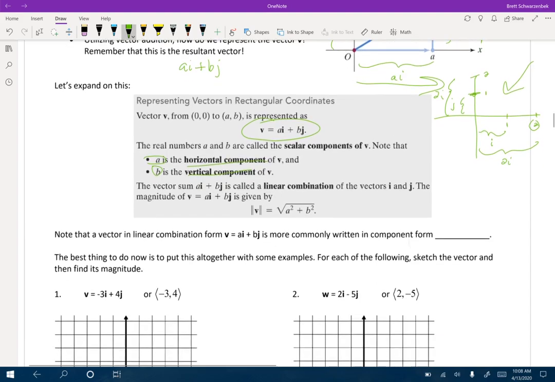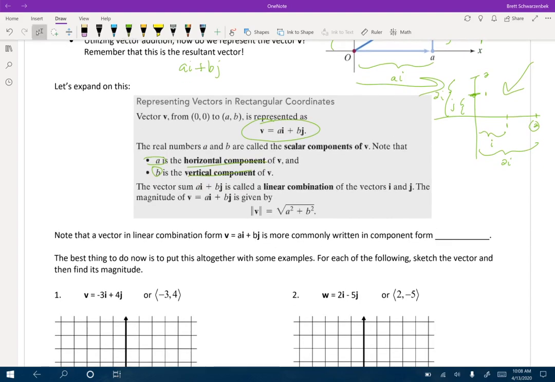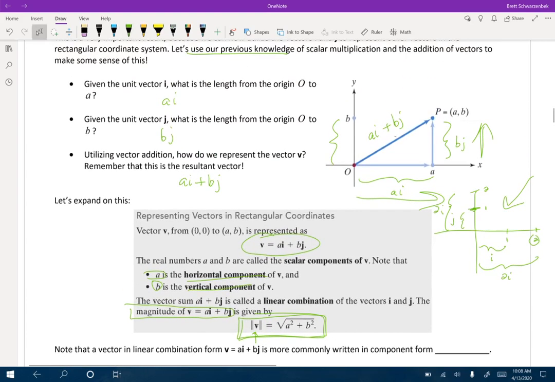The last part of this is very important, so I'm going to box it. If we were to determine the magnitude of the vector v, which is ai plus bj, we are going to get the following for the magnitude. Remember, magnitude is the double vertical lines. It's always going to be equal to the square root of a squared plus b squared. Hopefully you can look at this and understand why that is.